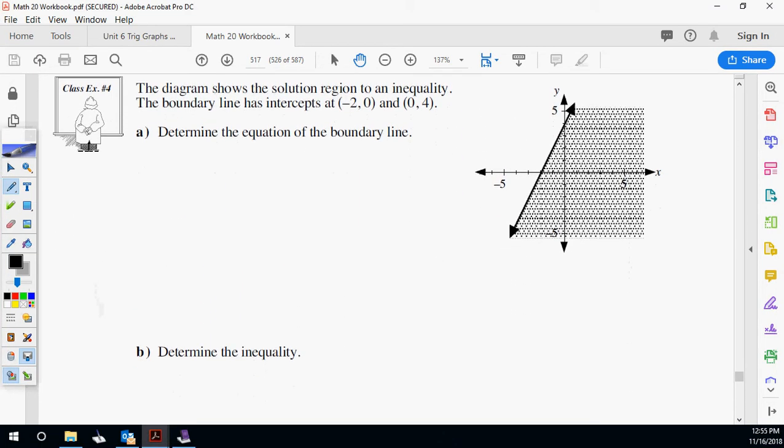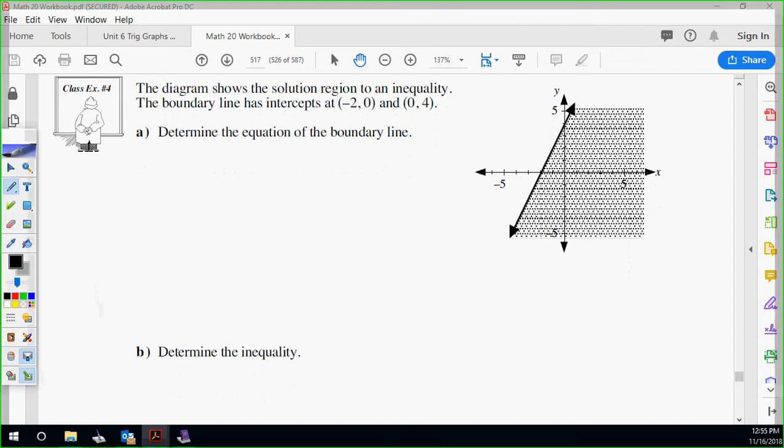Okay. So the diagram shows the solution. So they gave us the solution shaded. Oh, I guess that's next lesson. But your calculator does this shading for you. I'll show you how to do that tomorrow or Monday. Yeah, it's pretty cool. The diagram shows the solution region to an inequality. The boundary line has the intercepts -2, 0, and 0, 4. Determine the equation of the boundary line. So we're trying to figure out what this boundary line is. It gives me the x and y intercepts to do so.